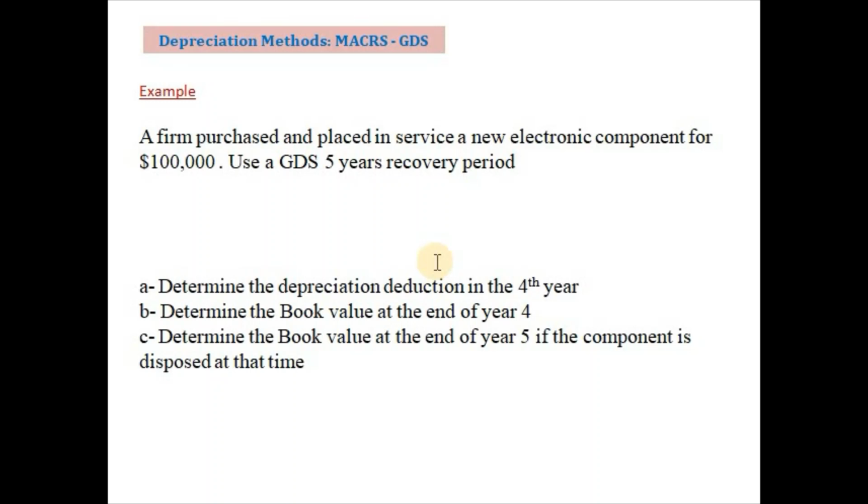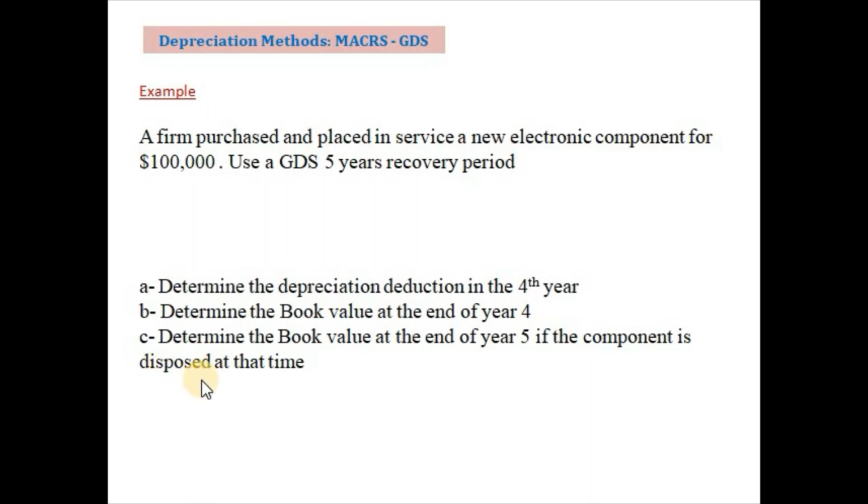Here we have a firm that purchased and placed in service a new electronic component for $100,000. Okay, so this electronic component has the GDS 5 years recovery period. Okay, so I will have to tell you under which period it lies. So here it lies under the 5 years. We need to determine the depreciation deduction in the 4th year, the book value at the end of year 4, and the book value at the end of year 5 if the component is disposed.